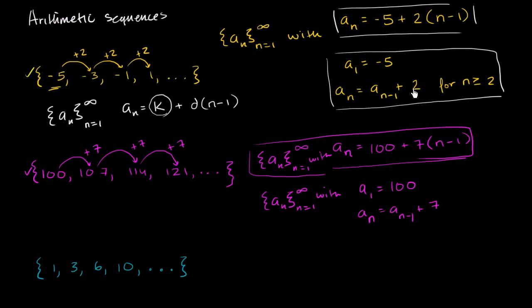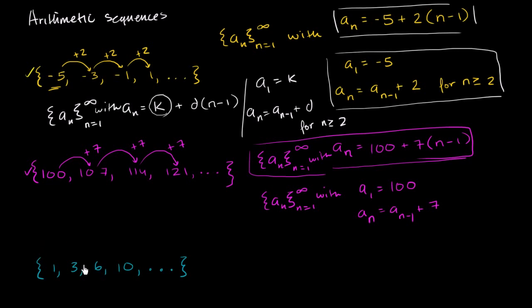In this case, d was 2. In this case, d is 7. That's how much you're adding by each time. And in this case, k is negative 5. And in this case, k is 100. The other way that you could write the recursive way of defining an arithmetic sequence generally, you could say a sub 1 is equal to k, and then a sub n is equal to a sub n minus 1. A given term is equal to the previous term plus d for n greater than or equal to 2. So once again, this is explicit. This is the recursive way of defining it, and we would just write with there.